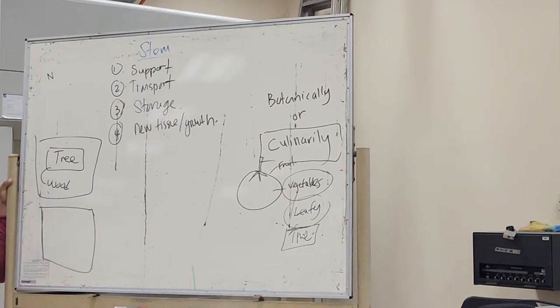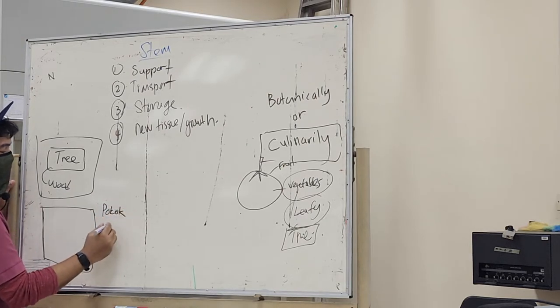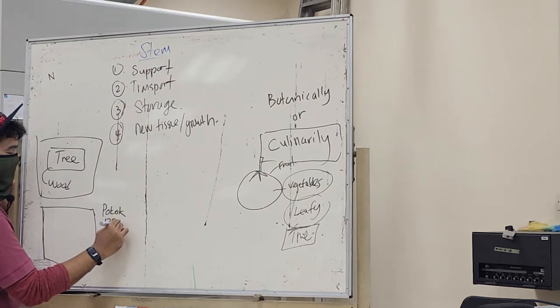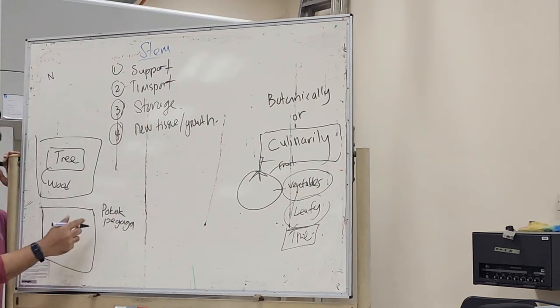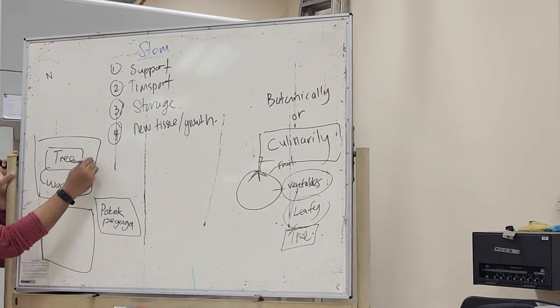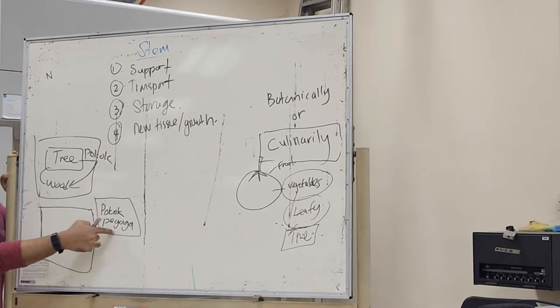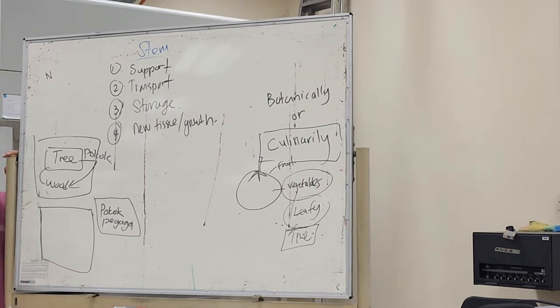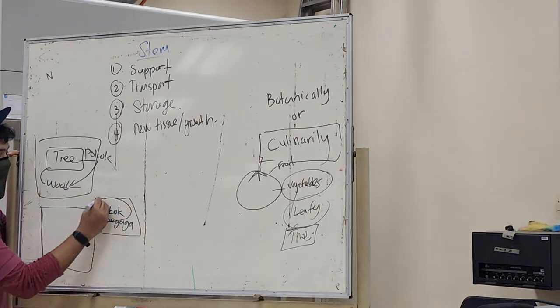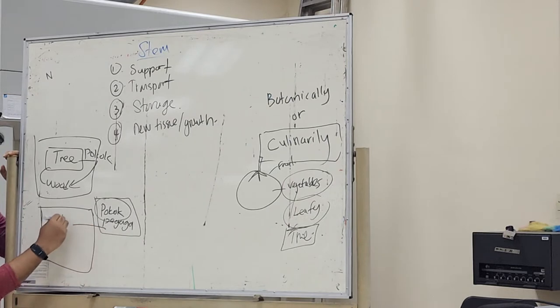Let's pick up a herb. Pokok pegaga. Is this correct linguistically? I'm talking about linguistically now. What about botanically? Is this the correct way to say it? Pokok pegaga. But just now you learned the definition of tree, which is pokok, must have wood. Is pokok pegaga wood? No. This is not correct botanically, because pegaga is an herb.